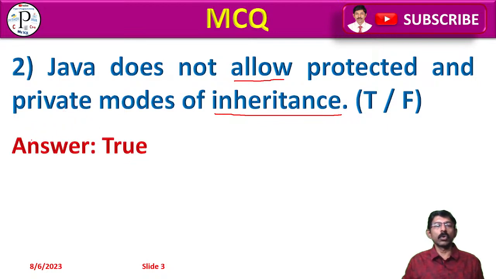So it is true. Just now I have shown that while deriving, I cannot use private or protected for the derivation. This protected and private derivation is not allowed because this will restrict the class to be accessed inside the derived class.